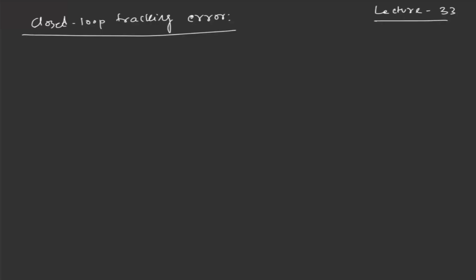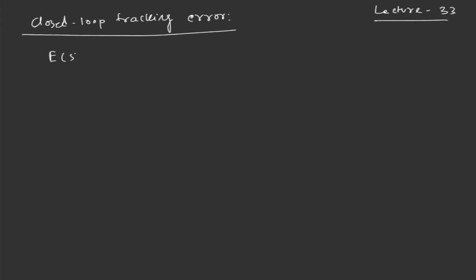In this lecture, we'll be studying how we can reduce the closed-loop tracking error of the closed-loop control system. Before we proceed, I'd like to refer to the combined error equation that we derived in the last lecture. So let me rewrite the equation.